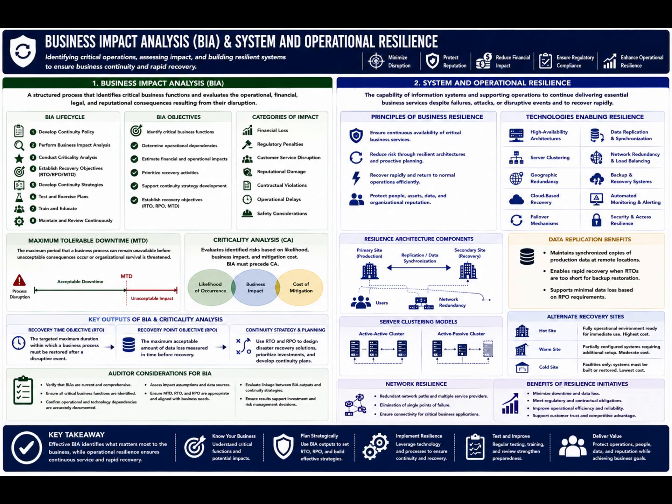Organizations also implement alternate recovery sites to support continuity objectives. Hot sites, providing near-immediate recovery through fully operational standby infrastructure. Warm sites, containing partially configured systems requiring additional preparation before operation. Cold sites, providing physical facilities without operational systems and requiring extended recovery effort. Selection among these alternatives depends primarily on recovery time objectives and acceptable recovery costs.